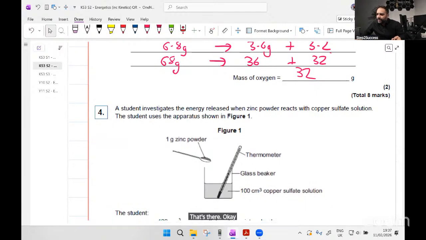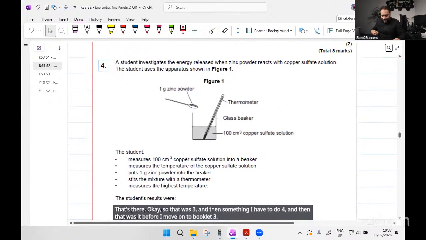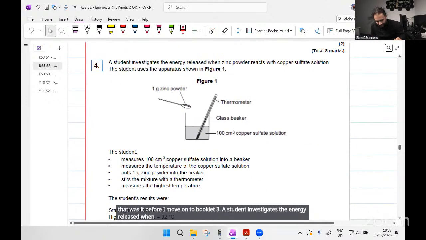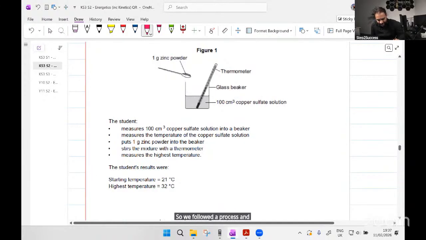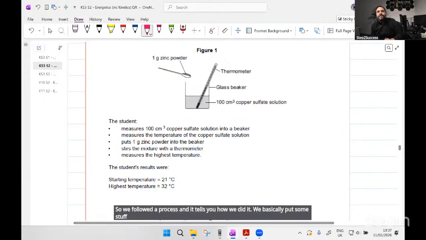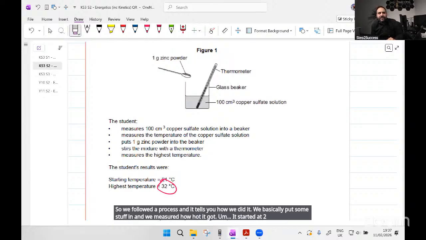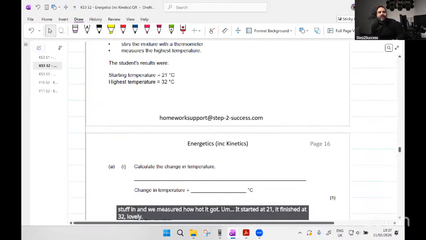Okay, so that was 3, and then something else to do 4, and that was it before I move on to booklet 3. A student investigates the energy released when zinc reacts with copper sulfate. Okay, so we followed a process, and it tells you how we did it. We basically put some stuff in, and we measured how hot it got. It started at 21, it finished at 32. Lovely. It got hotter. Calculate the change in temperature.